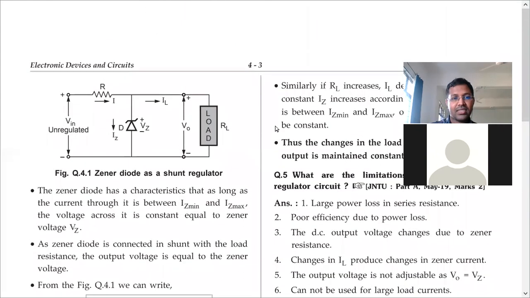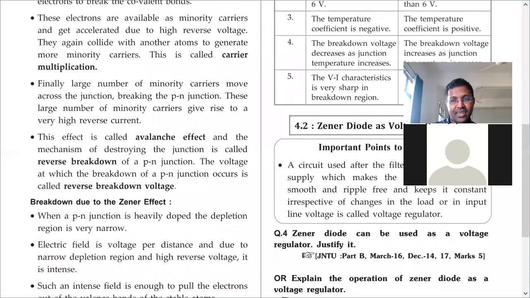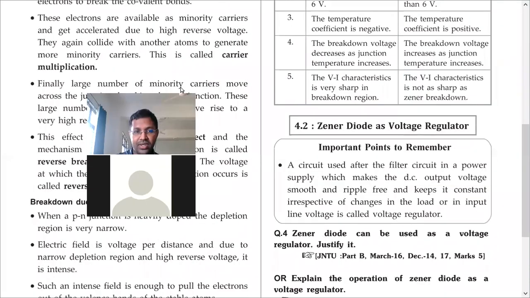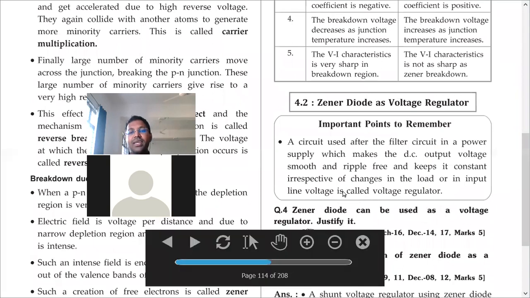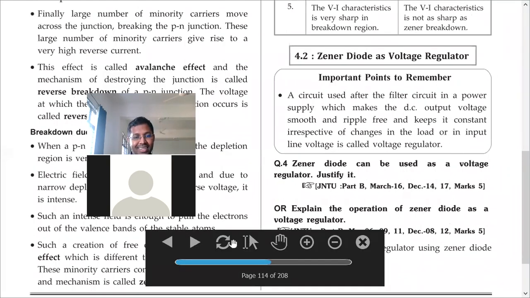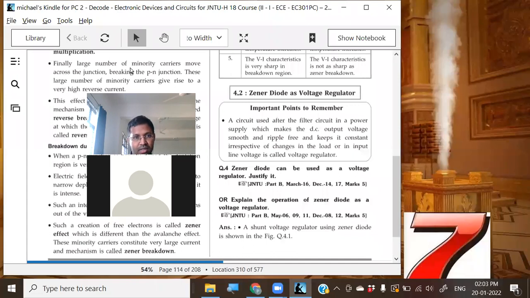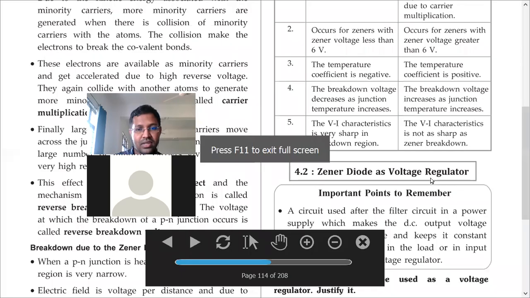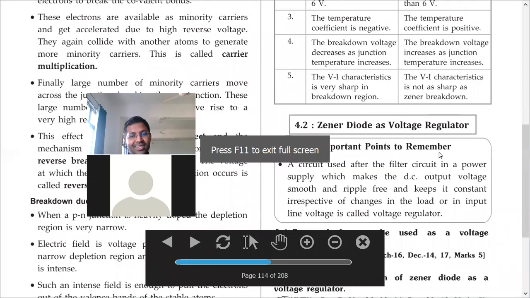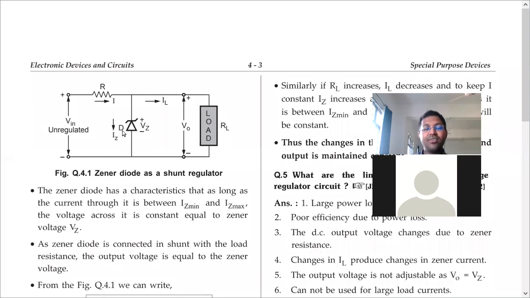In the previous class, we were discussing the Zener diode as a voltage regulator. We were discussing this topic, Zener diode as a voltage regulator, right? So the shunt voltage regulator circuit, we can see here. We have seen this in the last class.